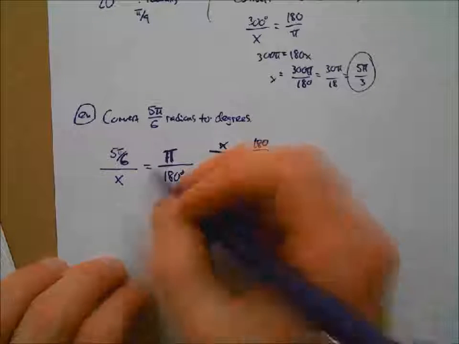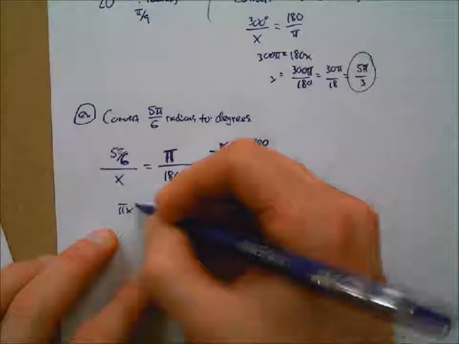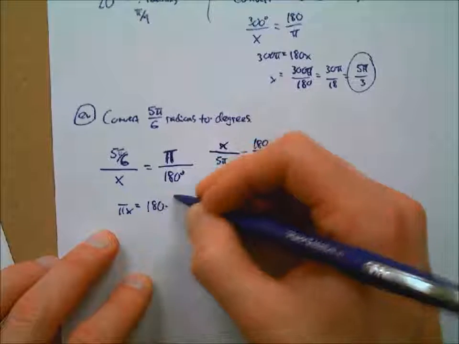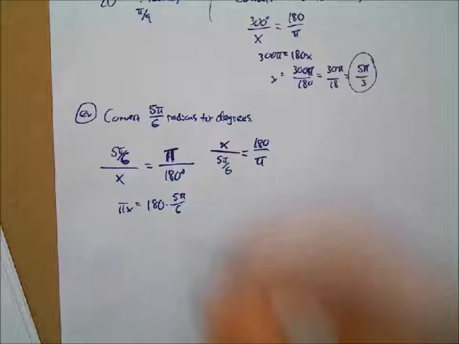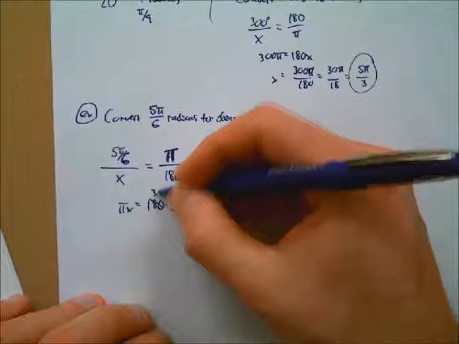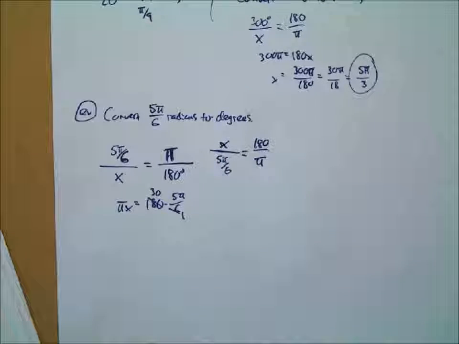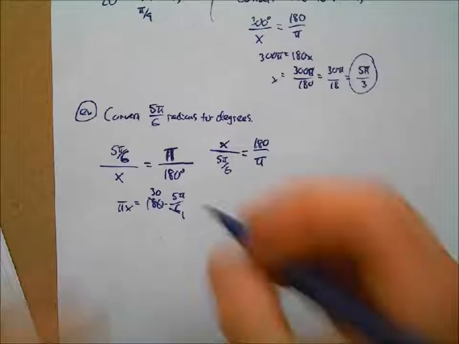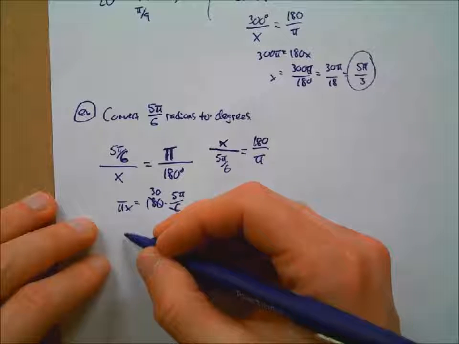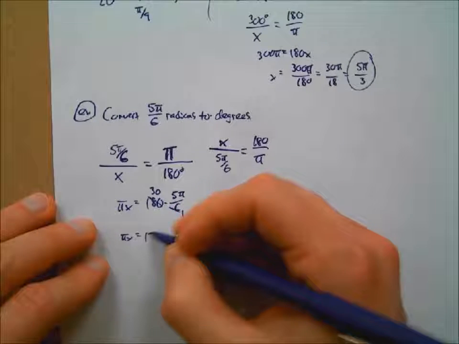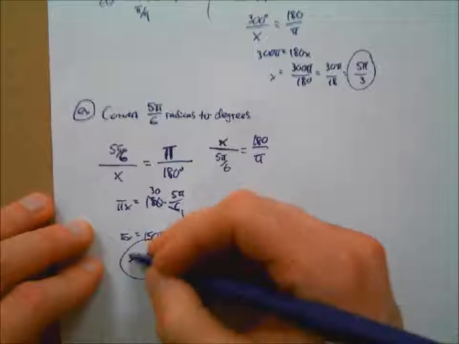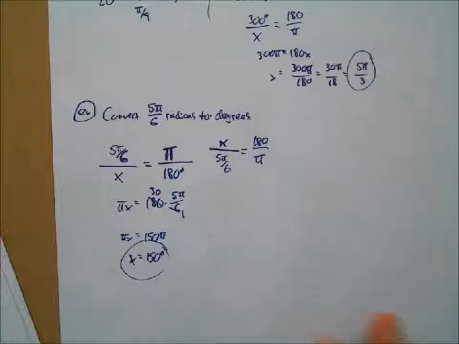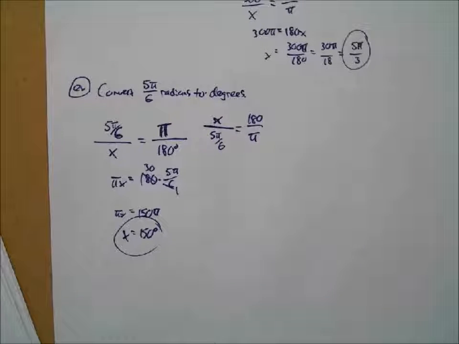So cross multiply here, you get pi x equals 180 times 5 pi over 6. Well, the 180 and the 6 can simplify to be 30 and 1. And 30 times 5 is 150. So you get pi x equals 150 pi, and so x equals 150, and that's, of course, in degrees now at this point. So 5 pi over 6 is 150 degrees.